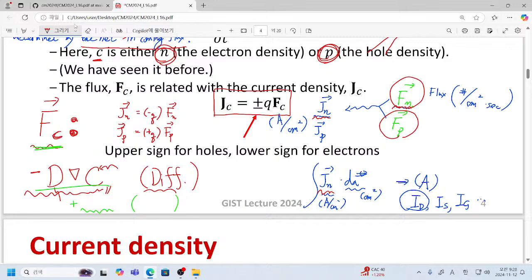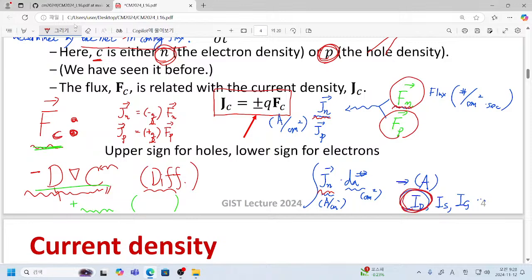So although we have different charges, they carry an absolute amount of positive Q, and depending on their polarity we have a minus sign or a positive sign. So anyway, if we want to calculate the drain current, let me repeat once again.